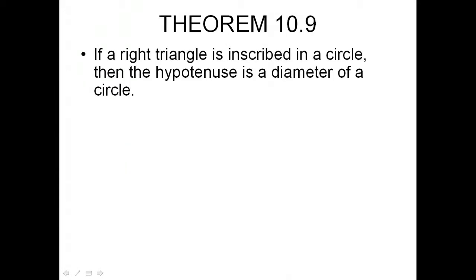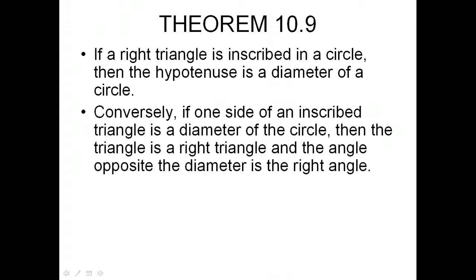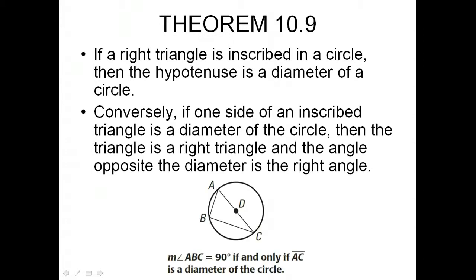Theorem 10.9 says that if a right triangle is inscribed in a circle, then the hypotenuse is a diameter of the circle. And conversely, if one side of an inscribed triangle is a diameter, then the triangle is a right triangle, and the angle opposite the diameter is the right angle. So in this case, this angle would be a right angle because the diameter would be the hypotenuse.